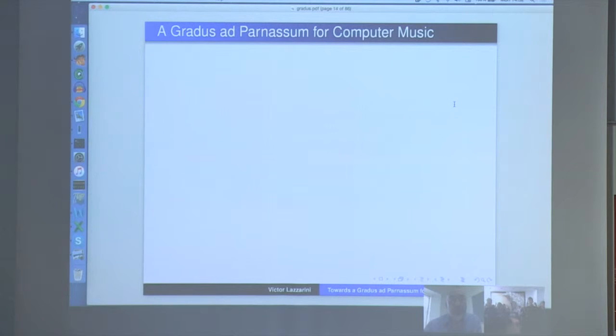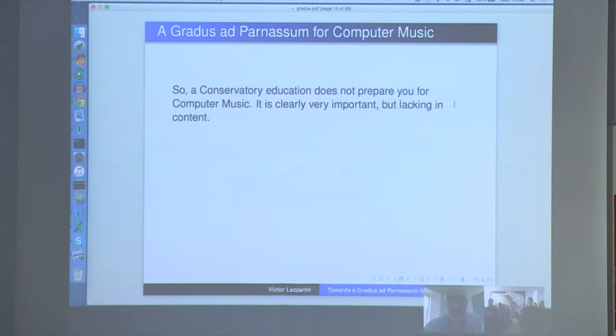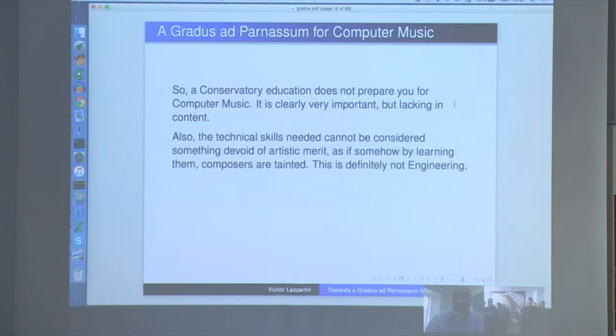So this brings the need for developing the Gradus ad Parnassum for computer music, which starts from the premise that conservatory education does not prepare you for computer music. It's clearly a very important component, but it's lacking in content. And also, we know that the technical skills that are needed cannot be considered something devoid of artistic merit, as if somehow by learning these techniques or methods, composers are tainted. It's definitely not engineering.